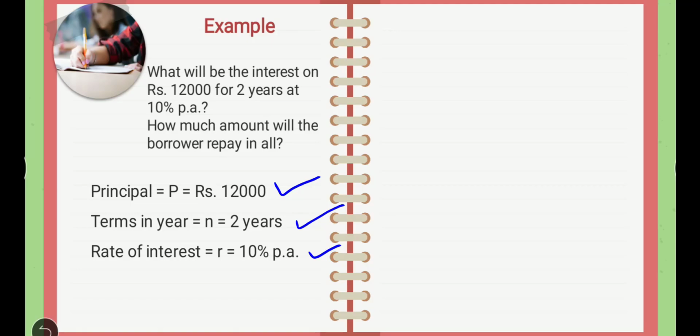And what we have to calculate here, what is the question? What will be the interest? It means here we have to calculate the simple interest. And the second question is, how much amount will the borrower repay in all? It means how much amount has to be repaid. It means total amount. It means principal plus interest.